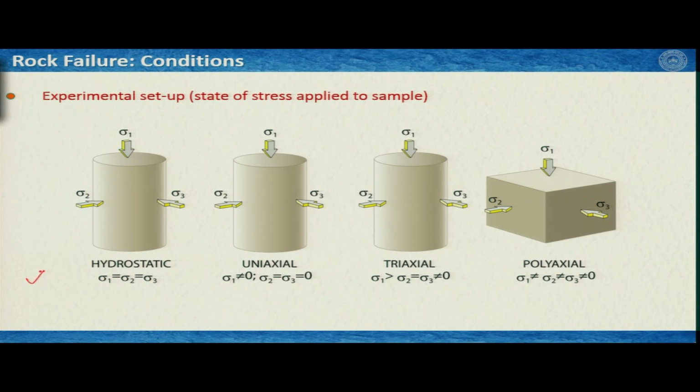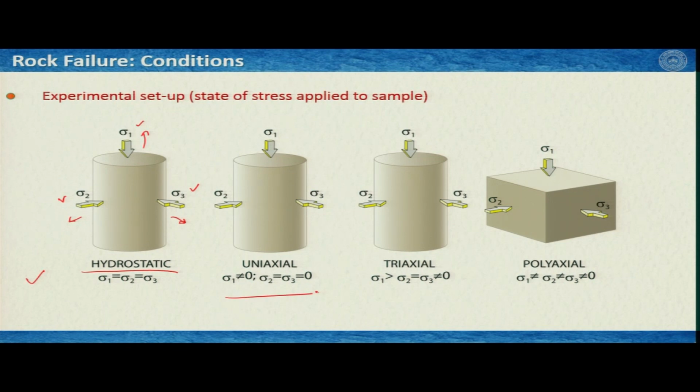The first one is hydrostatic state of stress. From our stress lecture, we have understood that if sigma 1, sigma 2 and sigma 3, these 3 principal axes of stresses which are being applied to the rock samples are equal, then it is hydrostatic. So, in that case, if they are compressive, then the rock will shrink. If they are not compressive, but in the tensile domain, that means these arrows are in the opposite direction, then the rock would expand or it would produce fracture in a different way. We will see that soon.